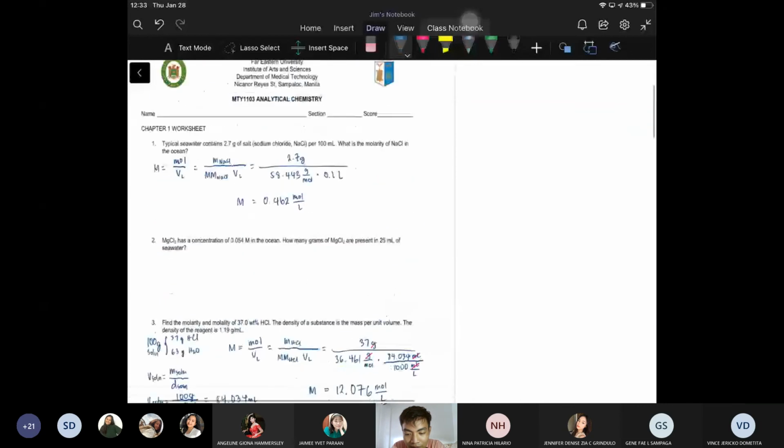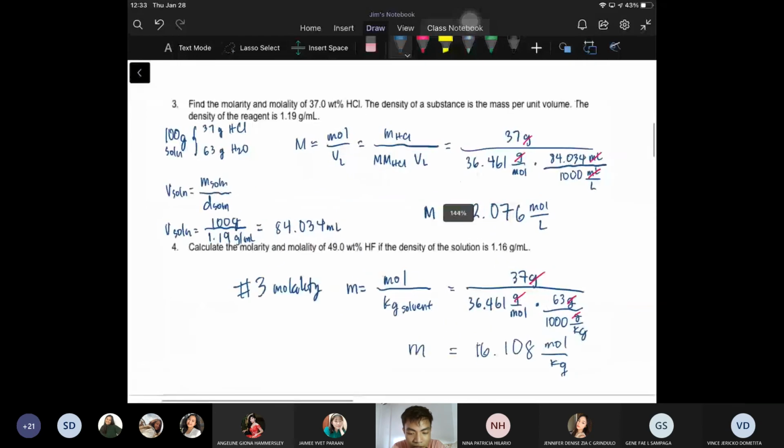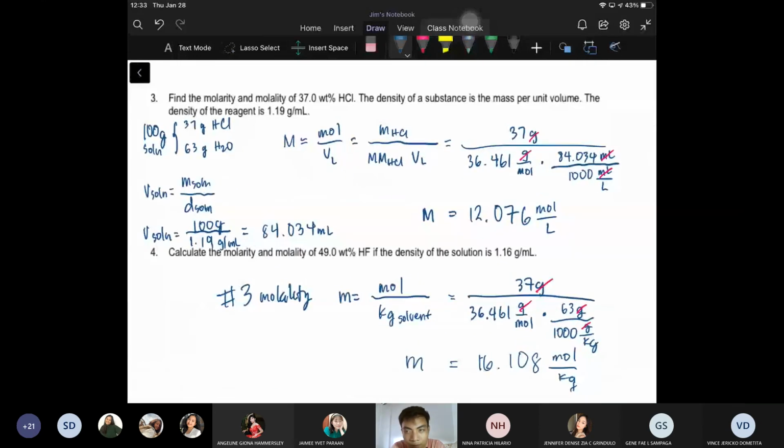Okay? So, yun. So, ano lang yung mga technique na gusto ko i-share sa inyo? Yung mga shinare ko sa inyo. Again, number 1, kapag given yung percent weight, gagawin mo siyang molarity. Mag-assume kayo ng 100 grams ng solution. Then, kung ano yung percent ng solute, yun yung kanyang mass. To get the volume of solution, use the density naman.